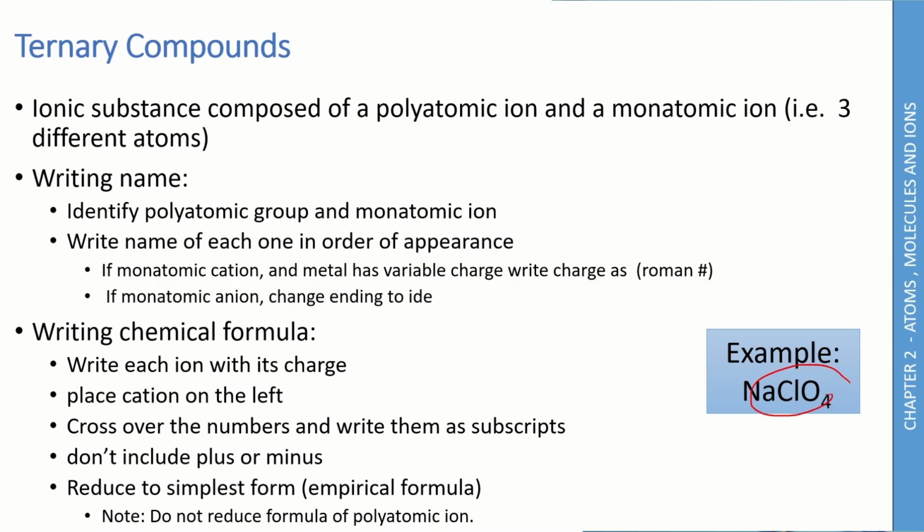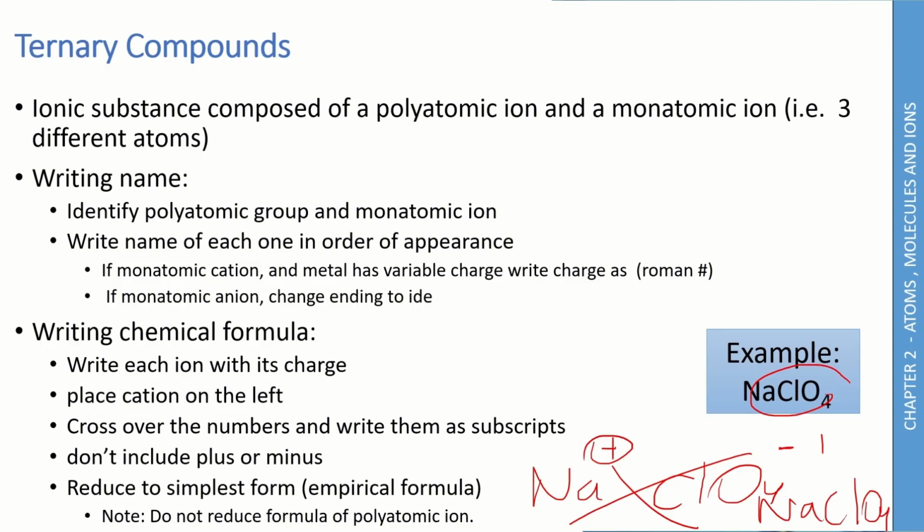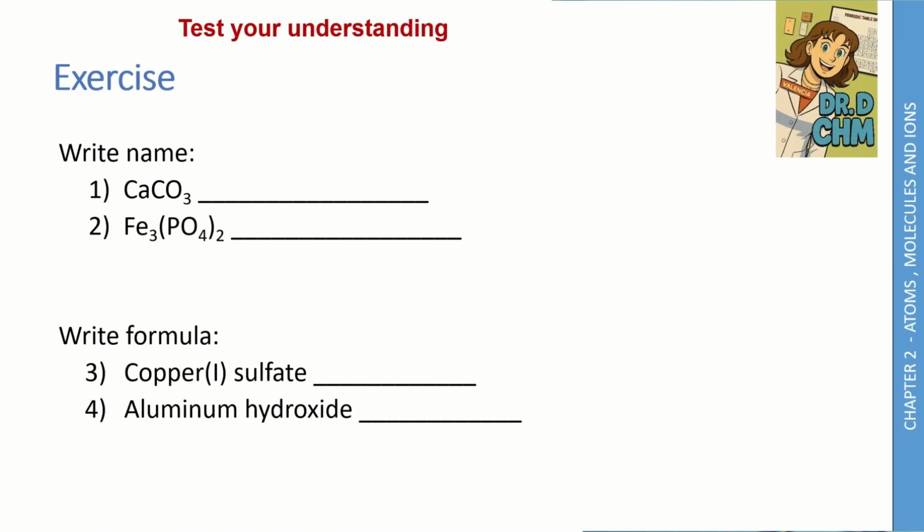So perchlorate, like, we have this -1, and we have sodium, +1. So when you cross this, we're going to have sodium, NaClO4. Okay? So this is the way you write a formula. It's easy, not hard, but how will you give the names?